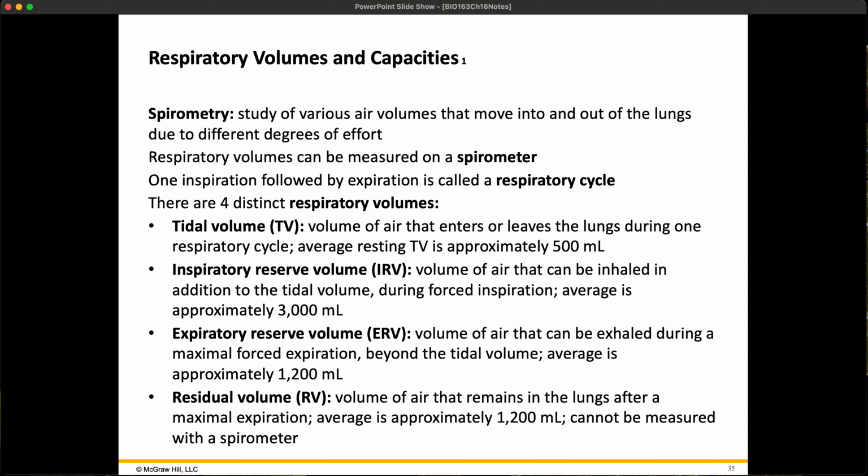So thinking about these specific volumes now. We talked about different types of inhale and exhale, right? Inspiration versus maximal inspiration. Same thing about the expiration. So we can actually study the different volume changes within the lungs, and that's a way to determine health in someone's lung capacity. So this is called spirometry. Spirometry is the study of various air volumes moving into and out of the lungs due to different degrees of effort. So remember, with those maximal inspiration, expiration, you were adding an extra effort to get more air movement.